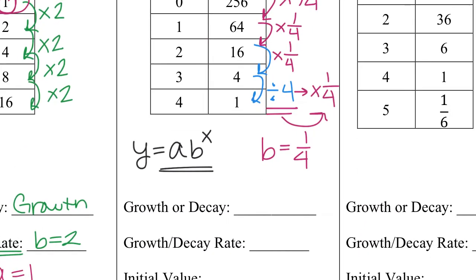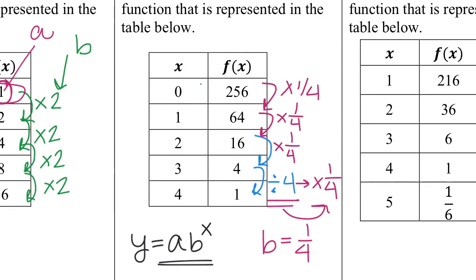Since b is 1/4 and 1/4 is smaller than 1, that means this table actually represents decay. The growth or decay rate is b equals 1/4. Now we have to find that initial value. So the initial value, again, is where x is equal to 0. This is the y-intercept. So look at your table, x is 0 and y is 256. So 256 is the a value.